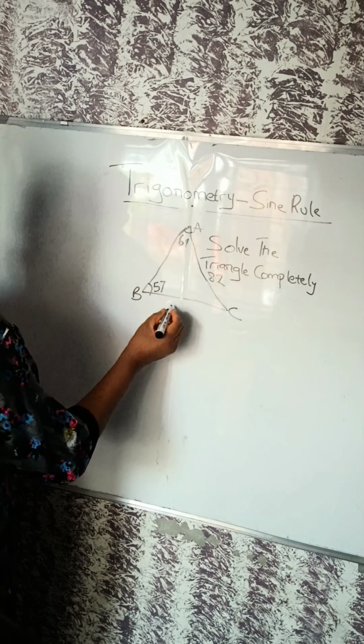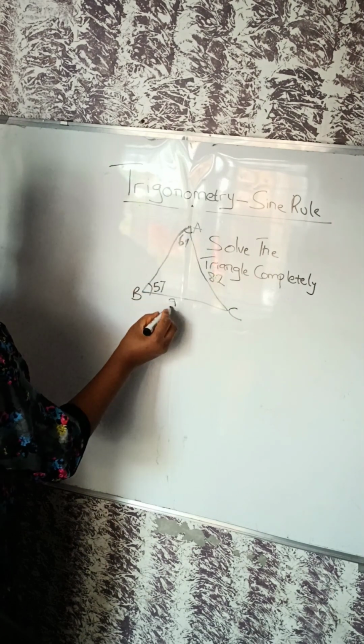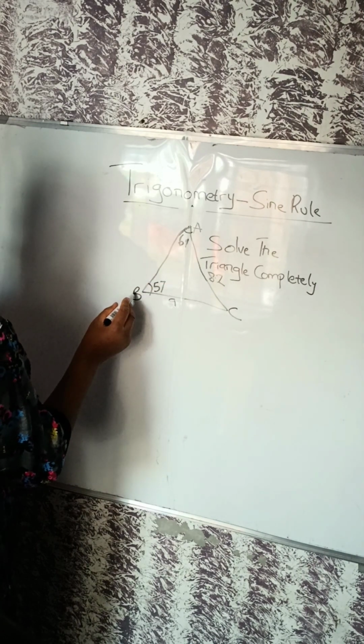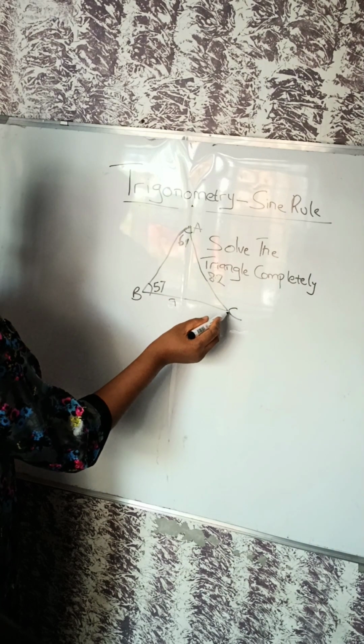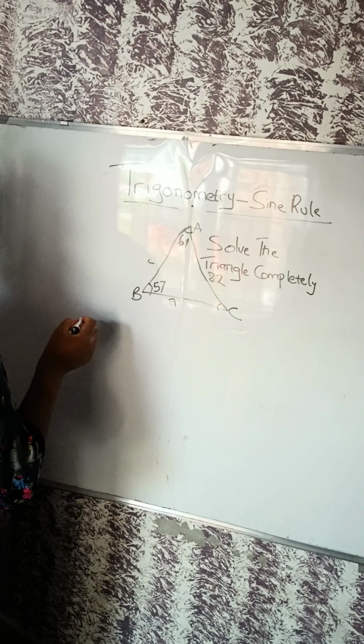So this A, this is small a. The side opposite the big A is small a. And the side opposite the big B is the small b. And then we don't have the big C, we don't have the small c. So we have to solve for this.